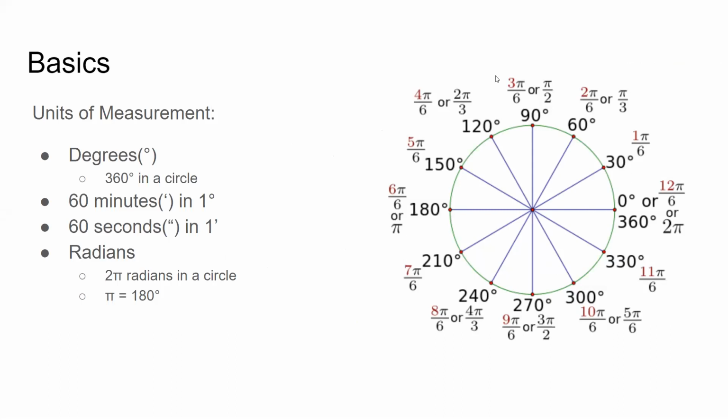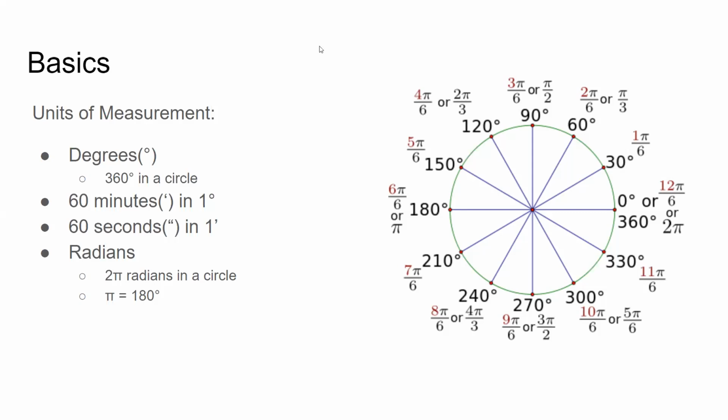Degrees can be broken into two smaller units called minutes and seconds. So there are 60 minutes in 1 degree and 60 seconds in each minute. So that means that in each degree, there's 60 times 60 or 3,600 seconds.